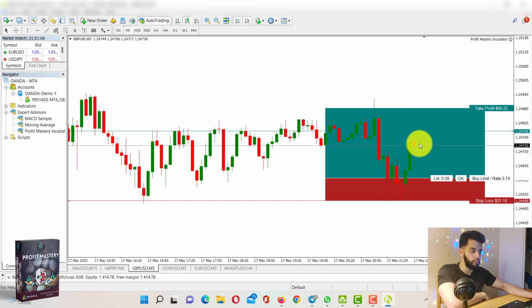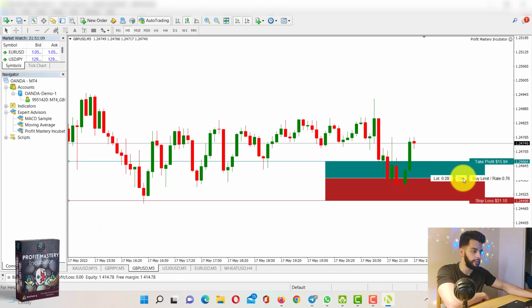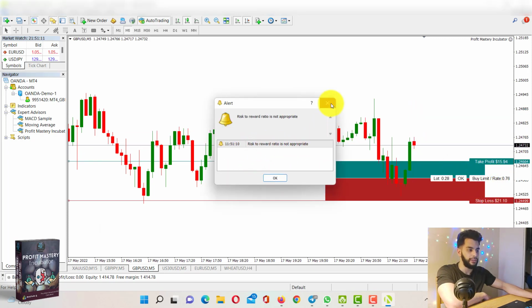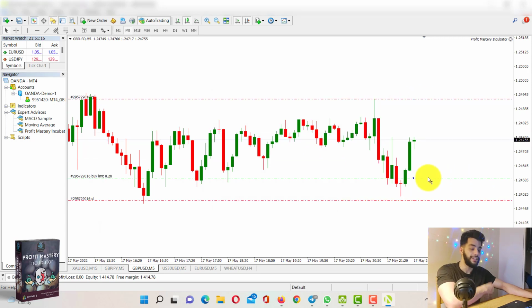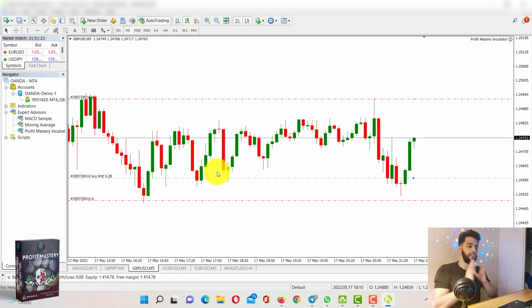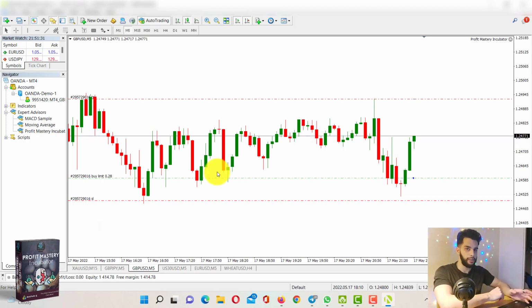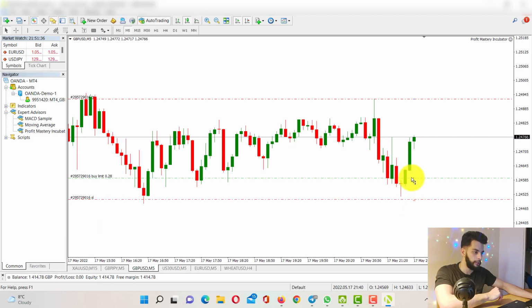If it's less than 1-to-1, it's going to give you an error, let's say like this, and then you press OK. You see that the risk to reward ratio is not appropriate. But if I widen my TP, and if I press OK, you see that it's going to open the trade for me, which is absolutely crazy. And my buy limit is sitting at 0.28 lot size without me doing anything. I just mentioned how much percentage I want to risk, and then the Profit Master Incubator did everything for me, completely hands-free. Just need to change the parameters, and that's it. And see, my stop loss is here, and my buy limit is here, and you can do the same thing with sell limit, sell stop, and buy stop, and then you can take a sniper entry.